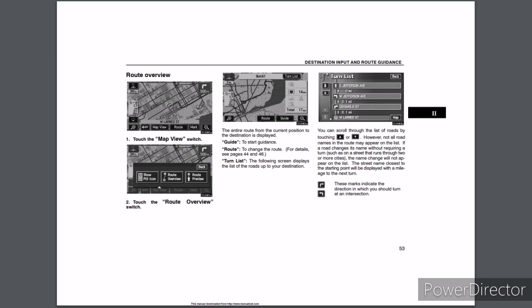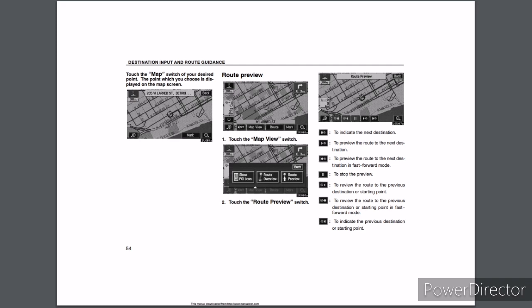The street name closest to the starting point will be displayed with a mileage to the next turn. These marks indicate the direction in which you should turn at an intersection. Touch the map switch of your desired point. The point which you choose is displayed on the map screen.